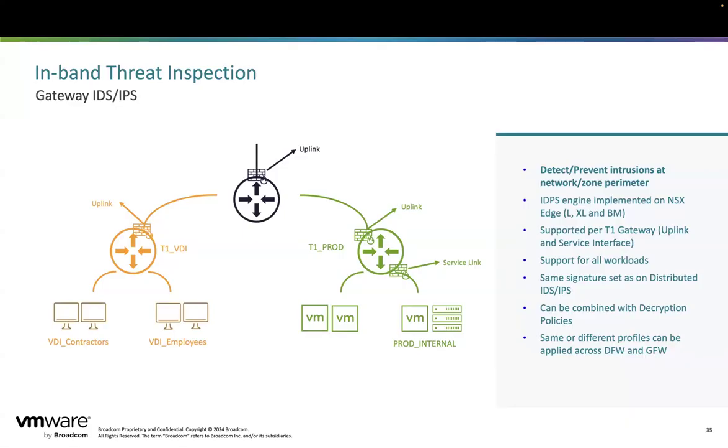The IDPS engine is implemented on the NSX Edge in the form of a large, extra large, or bare metal. Supported on the tier 1 gateway, supported for all workloads. It's the same signature set as the distributed IDS/IPS, so no difference there. It can be combined with decryption policies, and it's the same or different profiles that can be applied across both DFW and the gateway firewall. So it's nice that as you start to build out the security architecture for building your firewall policy, you can leverage those same constructs, the same tagging taxonomy, et cetera, to be able to build out your IDS/IPS security.